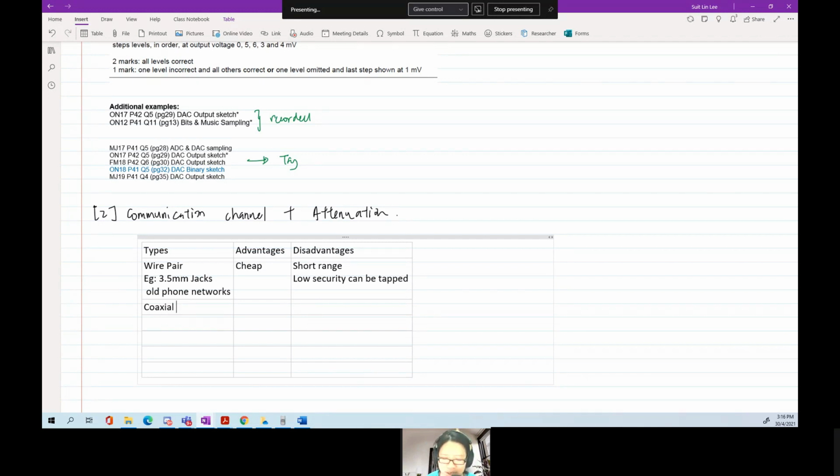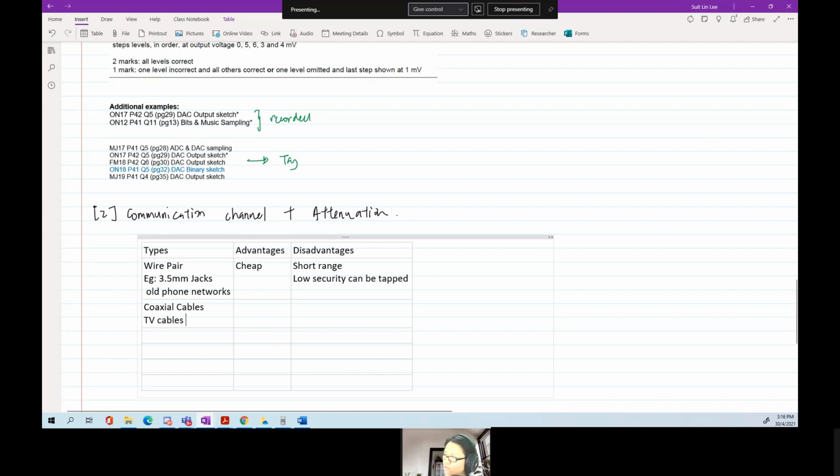So the second one is coaxial cables. This is like TV cables. Not HDMI, but the TV cables. Okay. This one, you need to know the actual setup. Basically, you need to label the cable lah, okay? So I'm not going to label. I'll just show you how it looks.